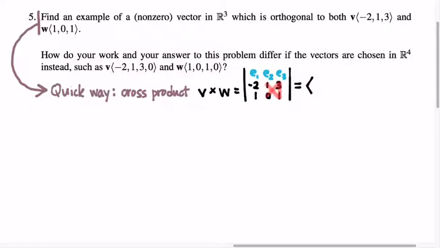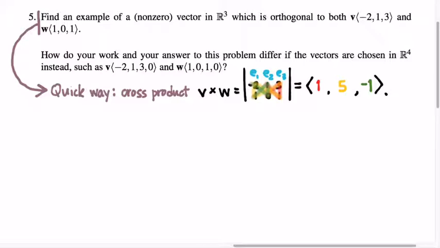And if I take this 3 by 3 determinant, the first entry is going to be 1 times 1 minus 3 times 0, times e1. The second is going to be 3 times 1 minus negative 2 times 1, times e2, so that gives me a 5 in the 2 slot. And then the last is negative 2 times 0 minus 1 times 1, negative 1 in the e3 slot.